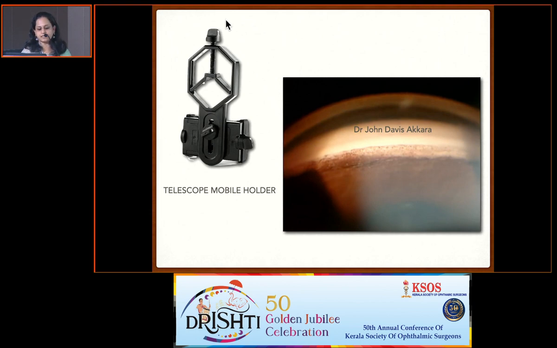So one example is this telescopic mobile holder, which Dr. John Davis Akkara, who is from Chaitanya Hospital and West End Hospital, has used. He has taken lots of beautiful images using his mobile camera and this telescopic mobile holder, which is available on Amazon for less than 500 rupees. It can be attached to the Haag-Streit model or the Zeiss model slit lamp, and you can take beautiful photos of gonioscopic angles. And he has also demonstrated how to use it.